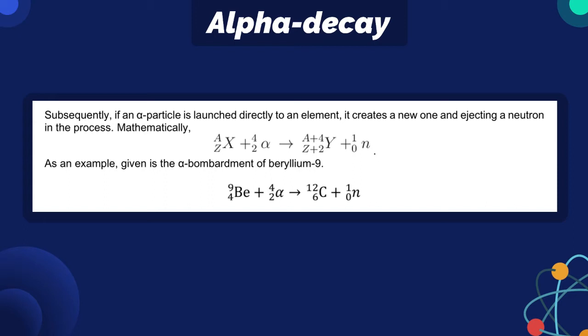Subsequently, if an alpha particle is launched directly at an element, it creates a new one, ejecting a neutron in the process. Mathematically speaking, this would be the equation that we will use. An example of this is the alpha bombardment of beryllium-9. We have your beryllium-9, it is bombarded with an alpha particle. It will produce carbon-12. Bakit hindi siya carbon-13, sir? Hindi po siya magiging carbon-13 kasi yung isang neutron po, mare-release po siya or ma-eject yung neutron na yon. Therefore, ang magiging product niyo po dyan ay carbon-12 plus 1 neutron. Okay? Ganun po ang mangyayari dyan.